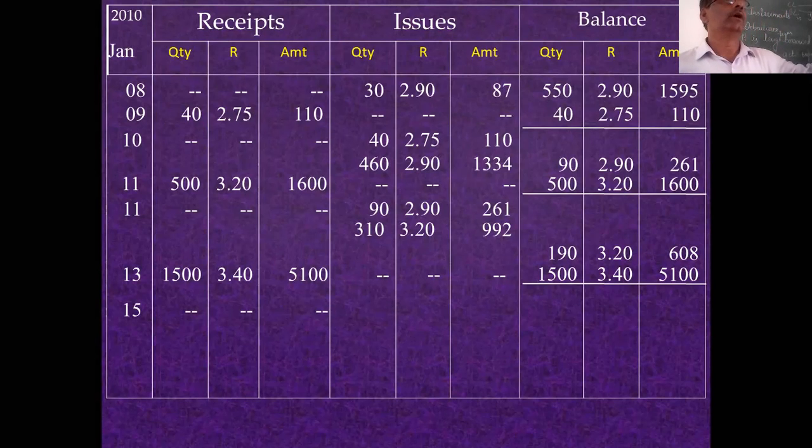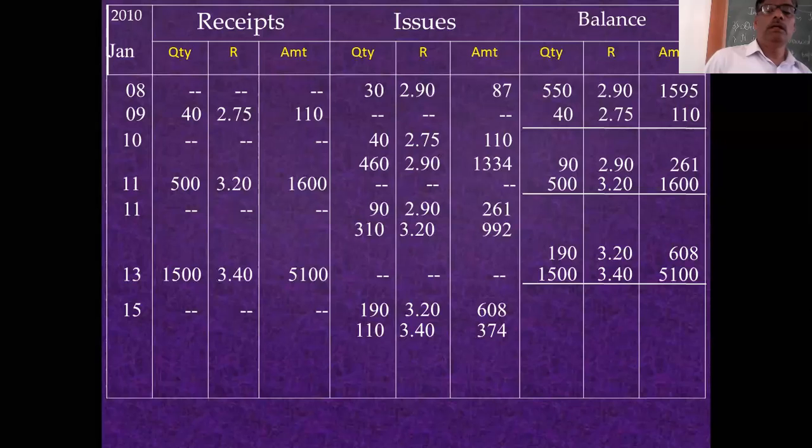300. You exhaust the first lot. 190 at the rate of 3.2. 608. Next is 110. Rate is 3.40. Amount is 374. Okay. Balance 1390 at the rate of 3.40. Amount is 4760. Okay, 4760. Clear? Problem completed.